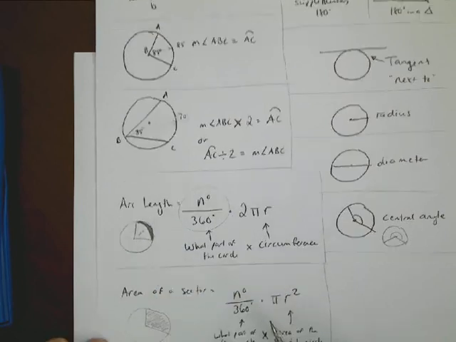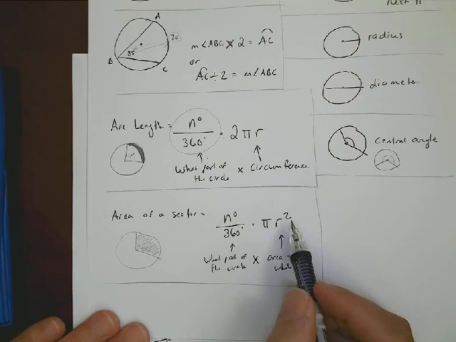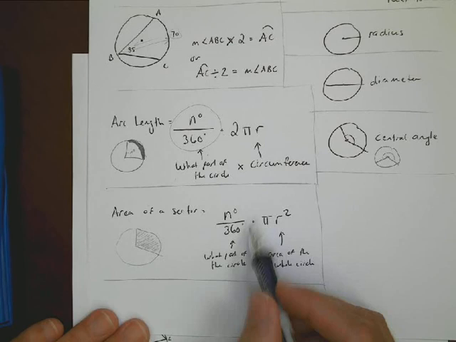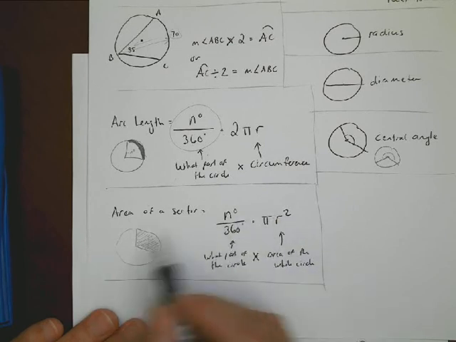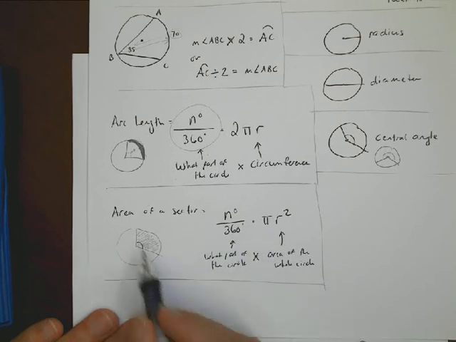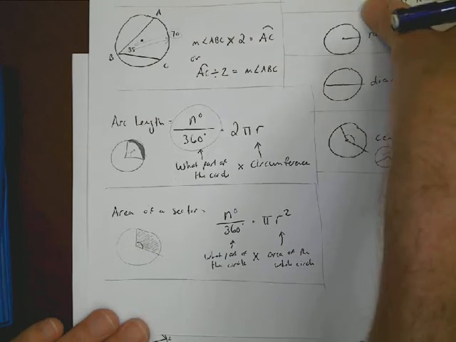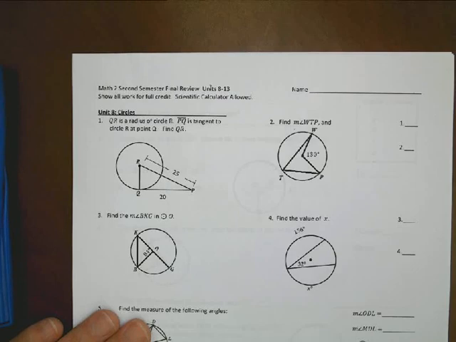The same idea is true for the area of a sector. This is our area formula for a circle, pi r squared, but I don't want to know the whole circle, I just want to know part of it. So I use the degree, whatever it's going to be, divided by 360, to get that section, times pi r squared. So it's basically what part of the circle times the area of the whole circle. Alright, so we're going to use that to help us here.